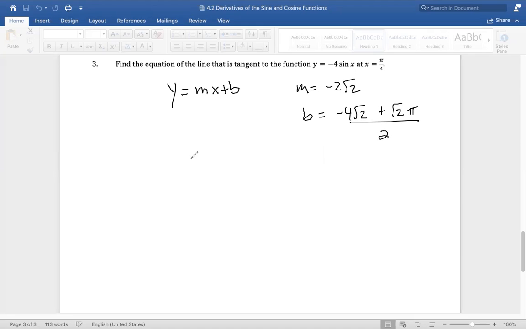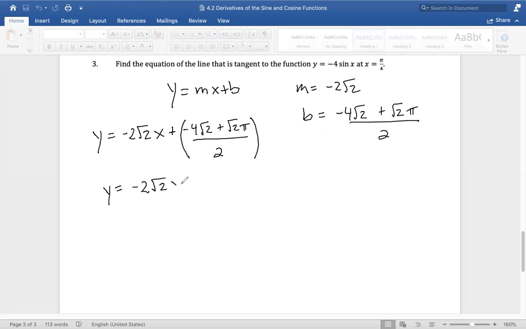So to plug that in, whenever you're plugging into a straight line equation, you want x and y to remain variables, and you're just plugging in values for m and b. So I have here, my slope is negative 2 root 2 x plus, but my b is negative, so plus bracket negative 4 root 2 plus root 2 pi over 2. And I could just leave it like that, honestly. If I wanted to, I could change it to negative 2 root 2x. So y equals mx, negative 2 root 2x.